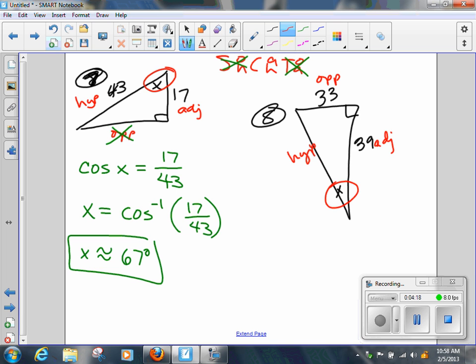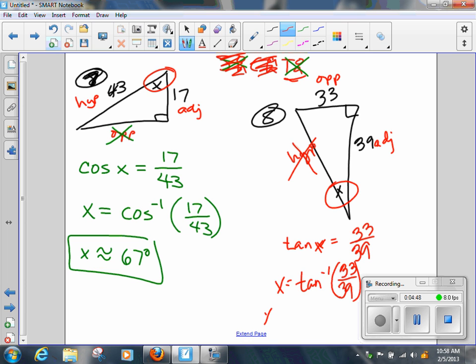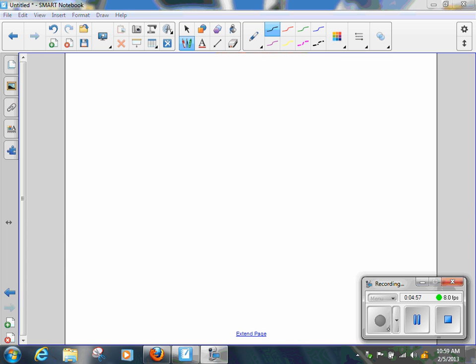Which side do I know nothing about? Hypotenuse, which means I have to get rid of cosine and sine for this one, and I have to use tangent this time. So tangent of x is equal to opposite over adjacent, which is 33 over 39. And again, we're solving for an angle measure, so I'm going to use the inverse tangent. 33 divided by 39. And when you find that value, it ends up being approximately 40 degrees. Okay? Questions?